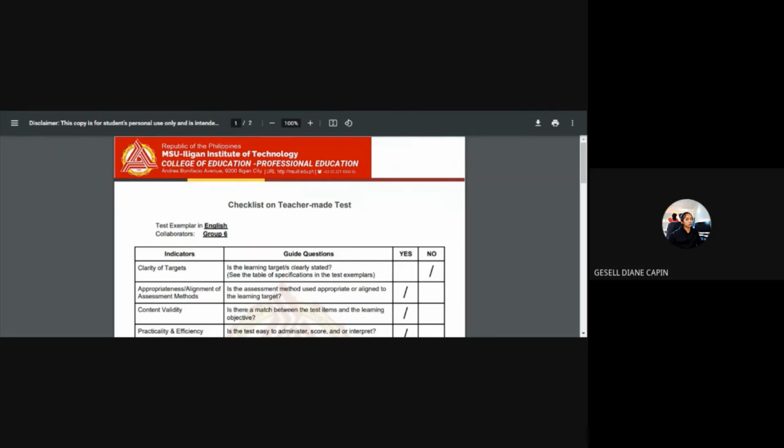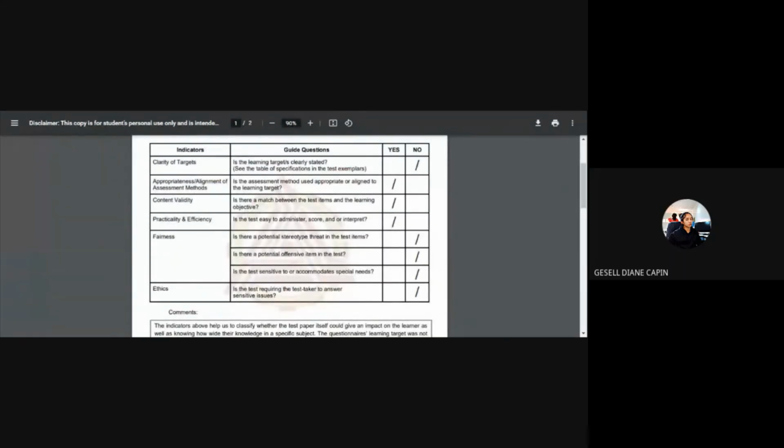Next, for the appropriateness or alignment of assessment methods, we agree that the method used is appropriate or aligned to the learning target, so we answer yes. In the third one, which is the content validity, we agree that there is a match between the test items and the learning objective. However, we can say that there are some items which are not.